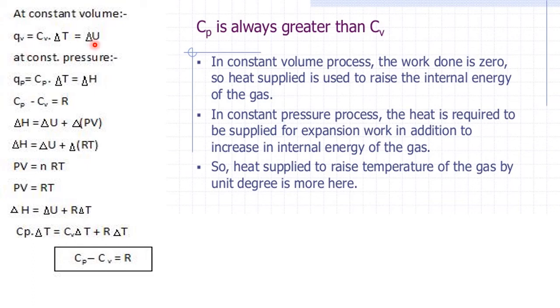Okay. So heat capacity at constant volume is nothing but the change in the internal energy. And heat capacity at constant pressure gives the idea about what? Enthalpy, the change in the enthalpy. Okay, right. Now Cp minus Cv equal to R.